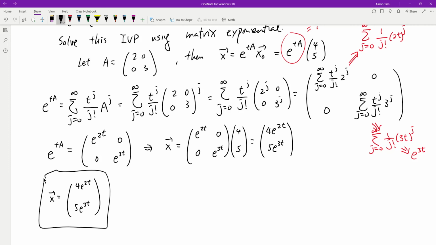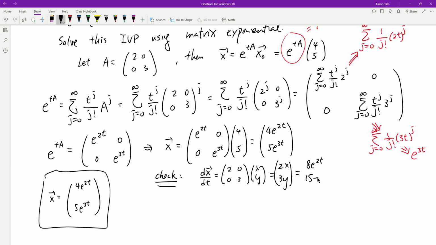Now the question comes down to, does it work? Well, let's find out. Let's do a quick check. If I have d vector x over dt equal to 2, 0, 0, 3 times x, y, then that would just become 2x, 3y. That should equal 8 e to the 2t, 15 e to the 3t. Let's see if that's the case.